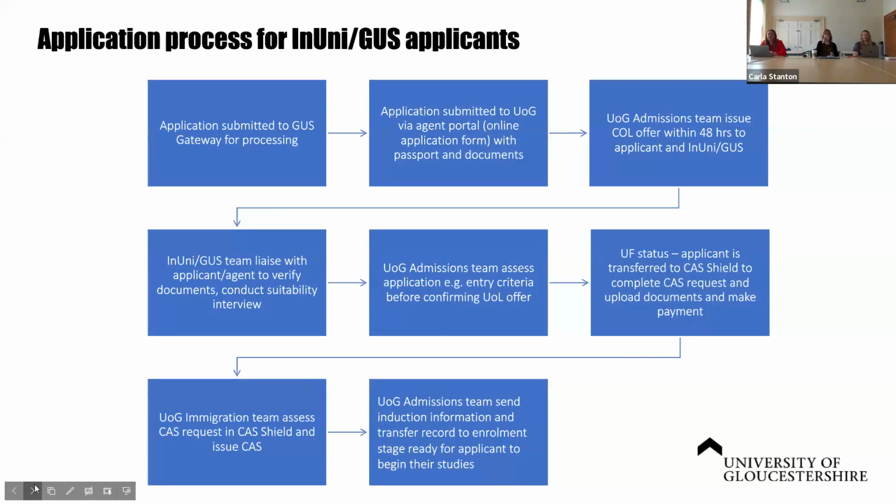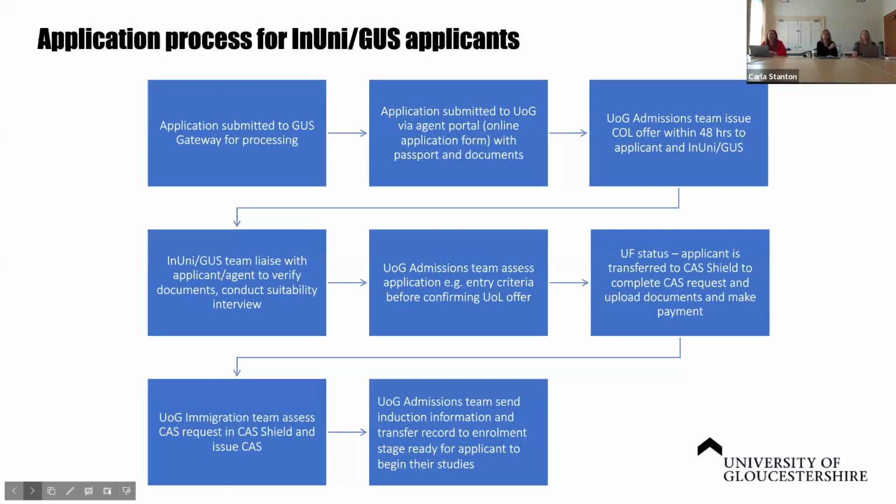So, as you know, all applications will be submitted to the GUS gateway for processing. Once they have been assessed for clearance to be submitted to the University of Gloucestershire, then an application will be completed, and this will be done via the agent portal. At this stage, we do ask for minimal documents to be submitted, so passport and the documents that you have at that moment in time to submit the application. Once the application comes into our system, the admissions team at the university will issue a conditional offer letter. We're aiming to return that to you within 48 hours.